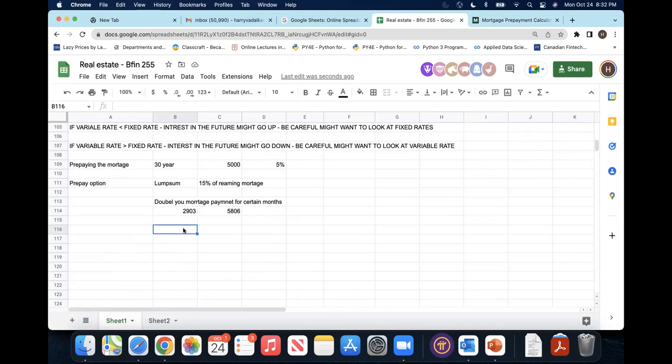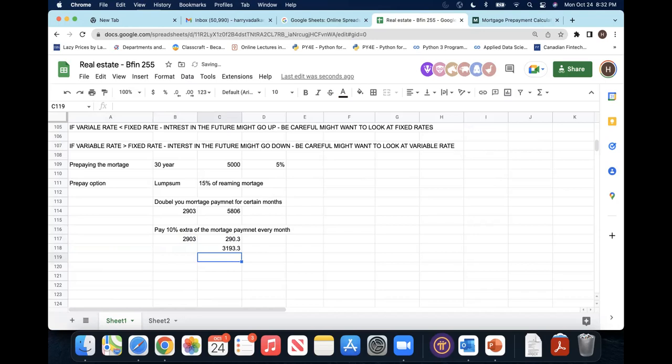The third option you can employ is that most banks will allow you to pay 10% extra of the mortgage payment every month. So if your mortgage payment is 2903, you can effectively pay 10% extra, that is 290. So in total, you can increase your mortgage payment up to 3193.